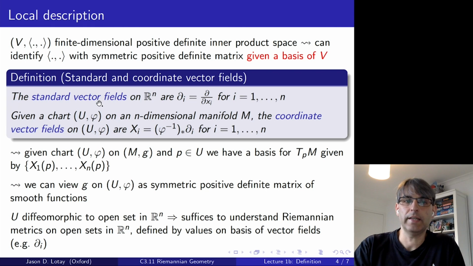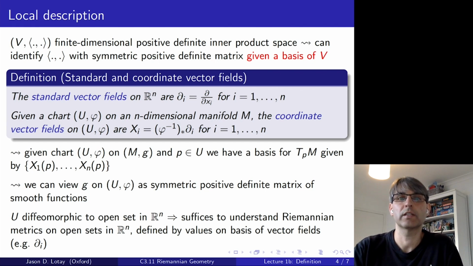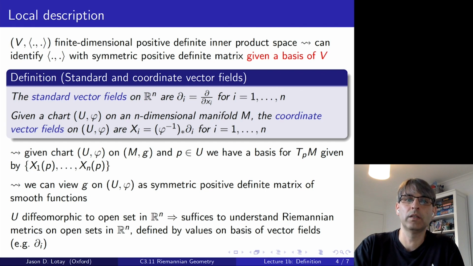We have the standard vector fields on Euclidean space R^n. We'll denote them by ∂_i, and they're just the vector fields ∂/∂x_i. So they're just the differential operators that differentiate in the x_i direction. So we have n of those. They give us a basis for the vector fields. So every vector field on R^n can be written as a combination of these ∂_i's.